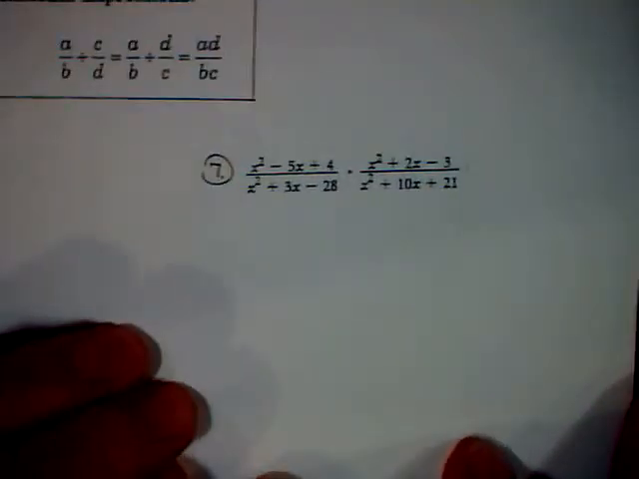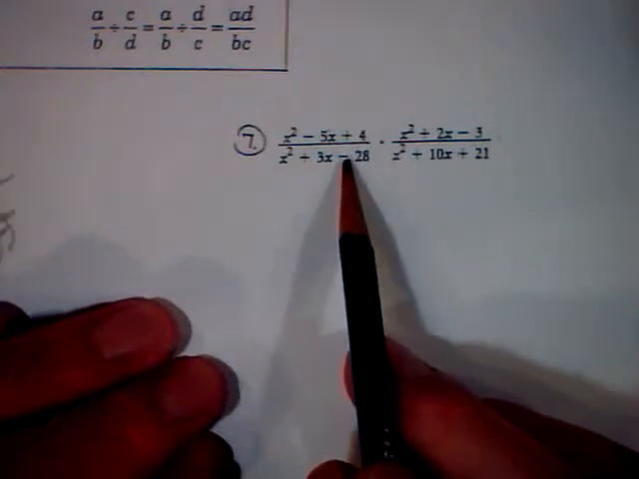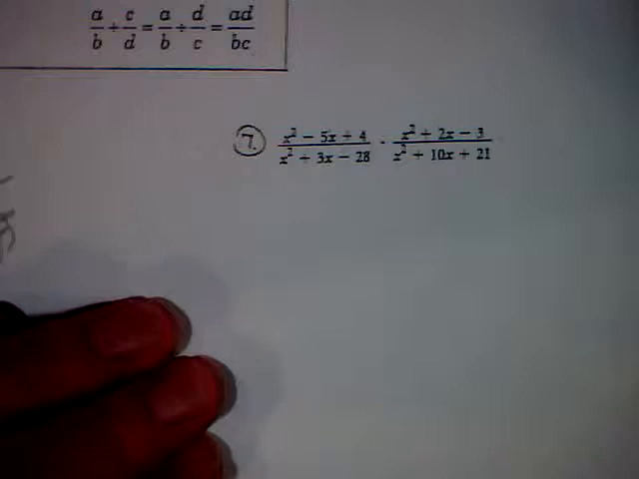On problem number 7, this is an Algebra 2 student's nightmare. Look at all this factoring. We got factor, factor, factor, factor. We have quite a few terms here that need to be factored. So let's first check to see if we have any greatest common factors.